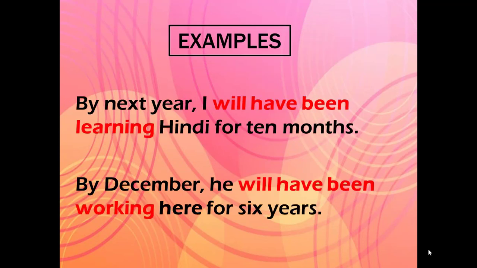Okay. Let us look at some examples. By next year, I will have been learning Hindi for 10 months. So this action of learning Hindi will not be over by next year, or for the next 2 years or something. The process will be continuing. By December, he will have been working here for 6 years, will have been working. This doesn't mean that the action will be over or he will quit his job. The action will be continuing.